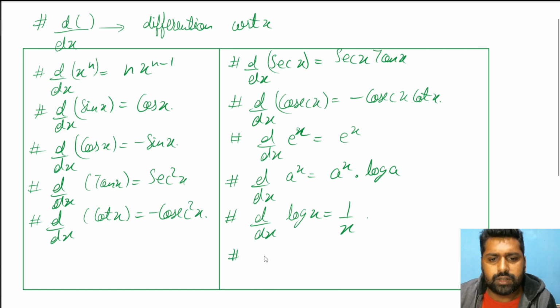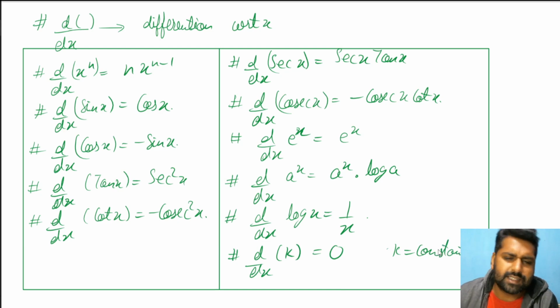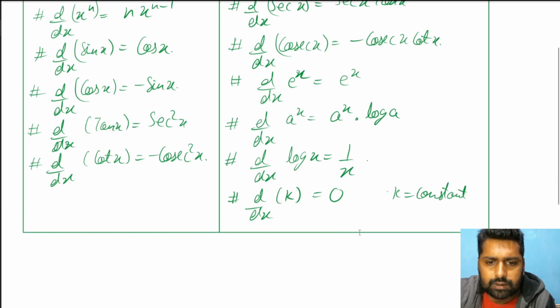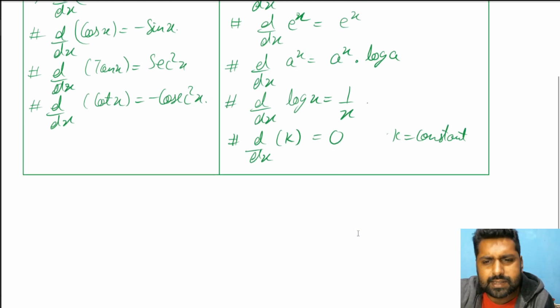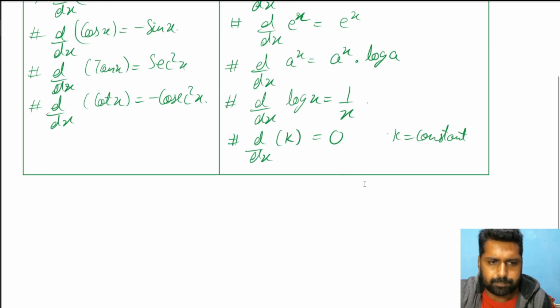Yeah, and one more thing, d by dx of any constant is 0. K is constant. If a constant is only differentiated, means it doesn't have any x, the differentiation becomes 0. And rest other properties are there, but I'll not explain that in terms of properties. We'll just understand with the help of example.